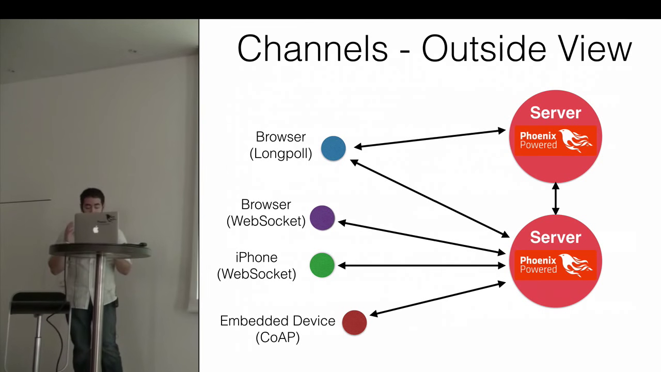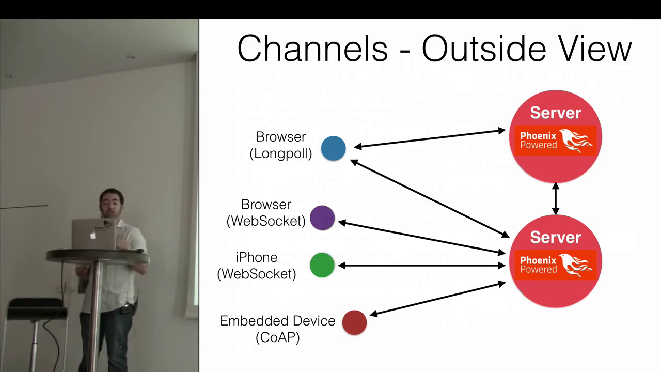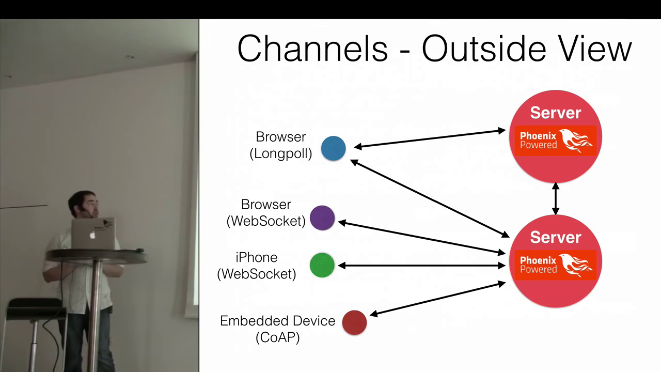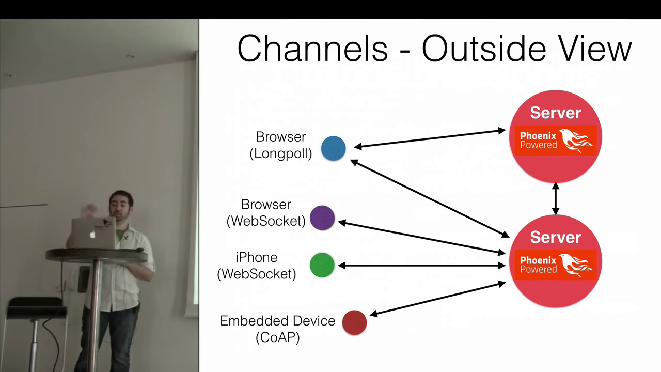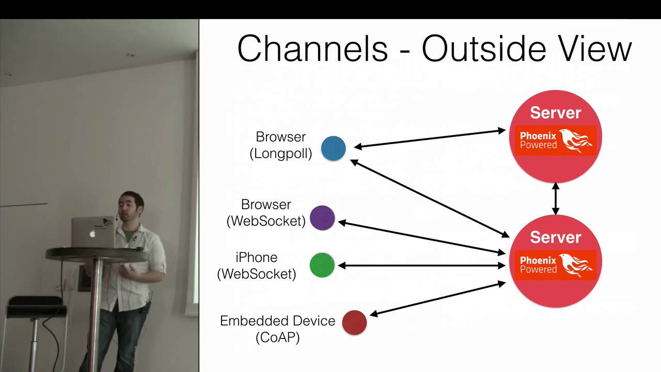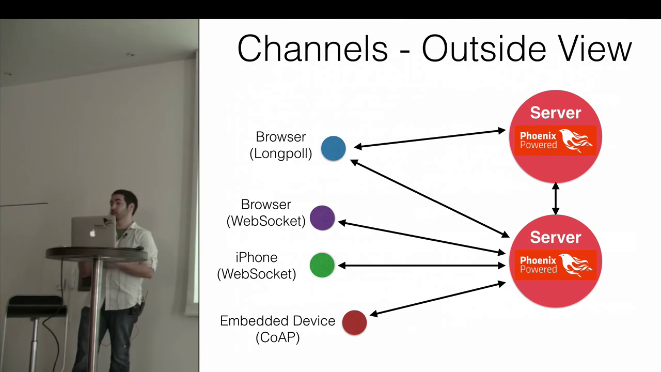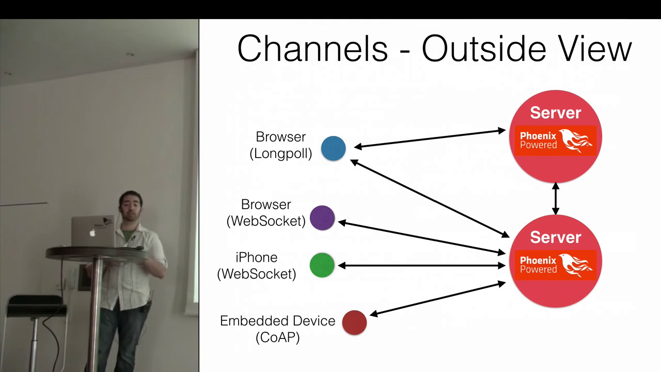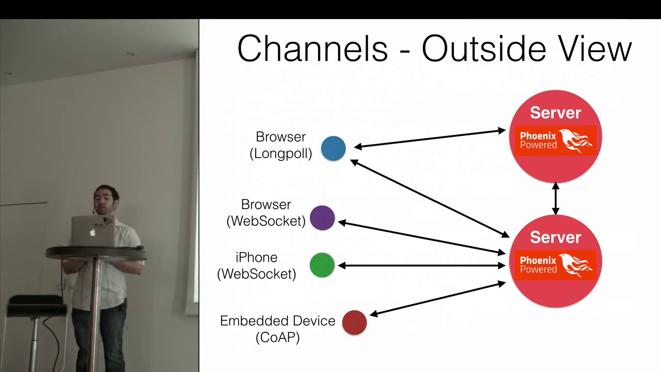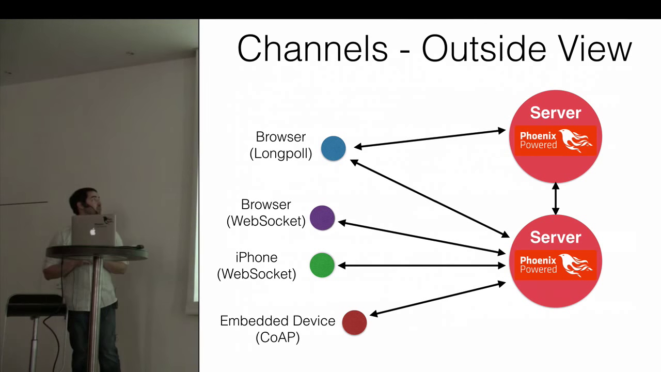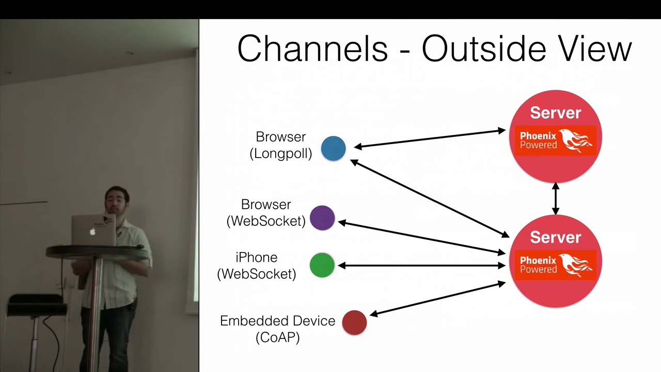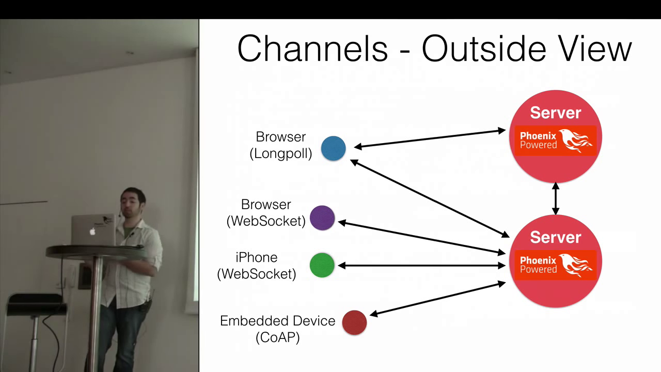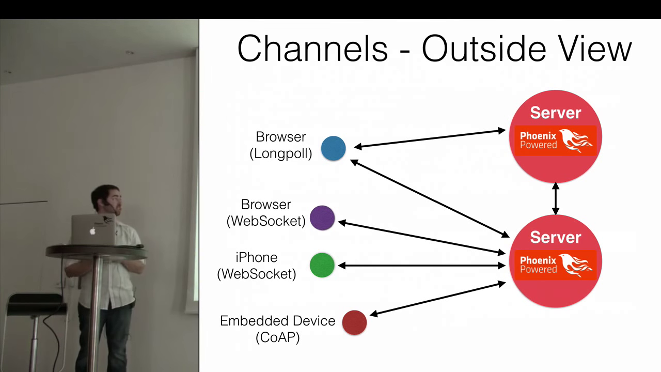If we look at how channels work from the outside, this is the broad view. We have Phoenix-powered applications running. Those are clustered together or talking to each other over PubSub. And we have different devices connected over different transports. So I might have a browser connected to one node over a channel, going over long polling. It can broadcast messages to anyone else listening on other nodes, and those are going to receive them on your browser over WebSocket, on your iPhone over WebSocket, or on an embedded device.